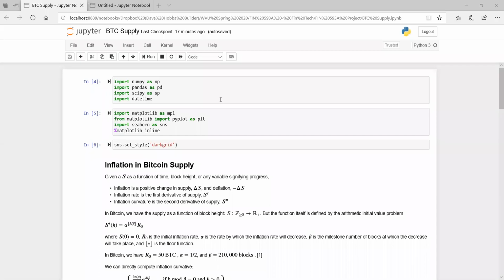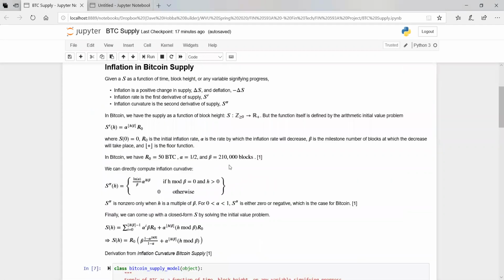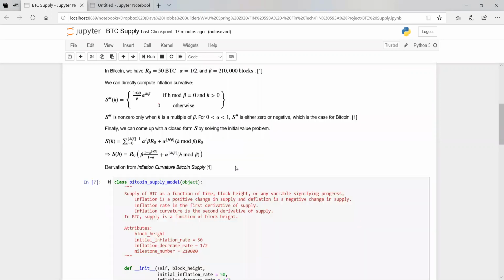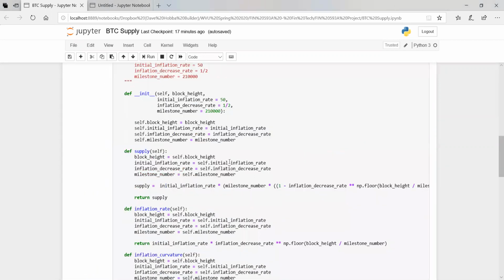All right, so in this video, we're going to talk about the supply of Bitcoin. And then on eCampus, there's a file, BTC Supply, and this is a notebook file. In this, it goes over all the math. You don't need to know all of the math and the derivations. The math is a little bit complex, but being able to understand the concepts is important.